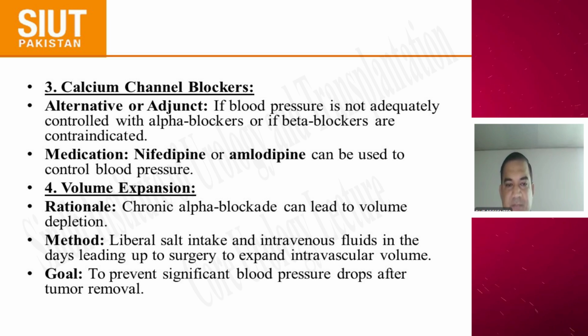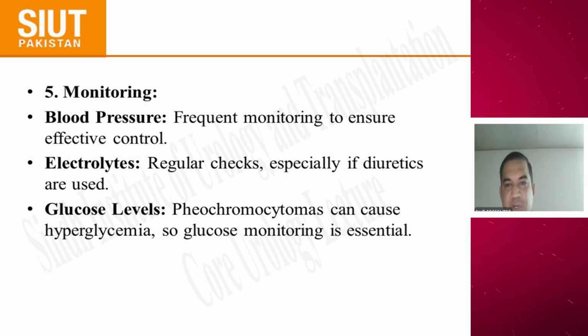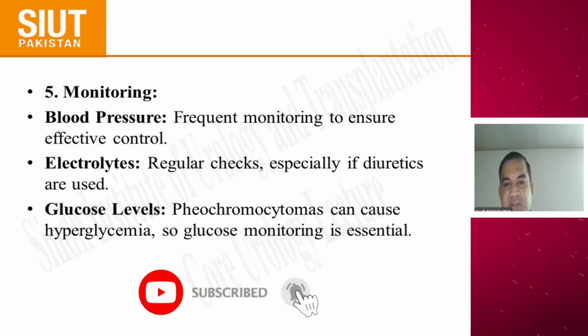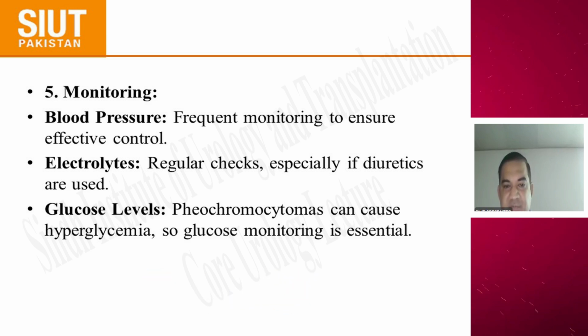Volume expansion. Chronic alpha blockade can lead to volume depletion. Patients are given intravenous fluids in the days leading up to surgery to expand intravascular volume. This helps prevent significant blood pressure drops after tumor removal. Monitoring blood pressure: frequent monitoring to ensure effective control. Electrolytes: regular checks, especially if diuretics are used. Some pheochromocytomas can cause hyperglycemia, so glucose monitoring is essential.